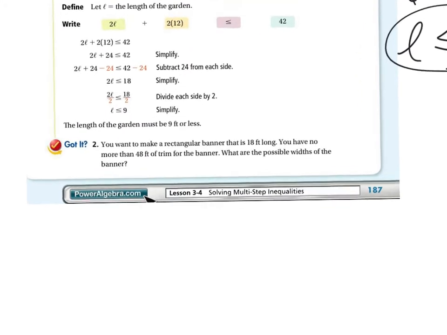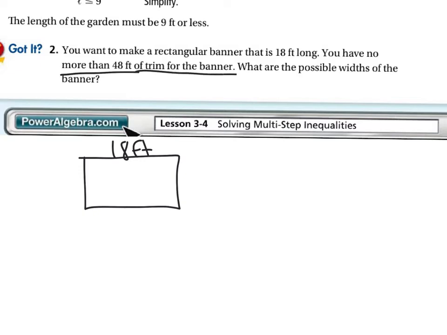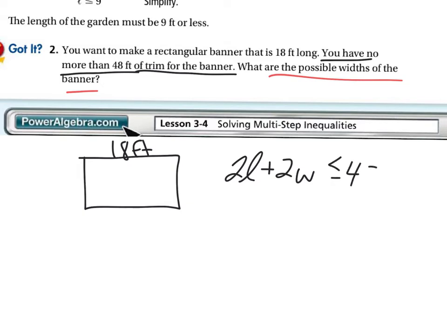If you look at the got it 2, you want to make a rectangular banner that's 18 feet long. I'm going to draw a picture. 18 feet long. You have no more than 48 feet of trim for the banner. What are the possible widths of the banner? Okay, so we've got 2 lengths and 2 widths, and the total has to be less than or equal to 48.